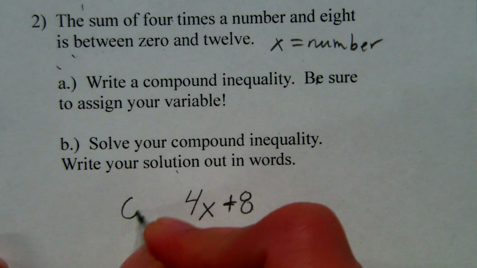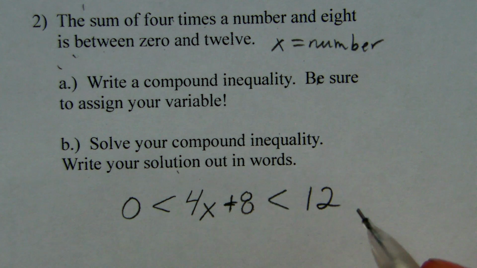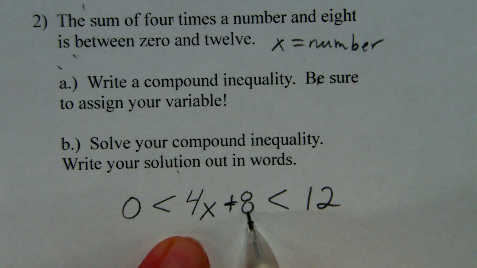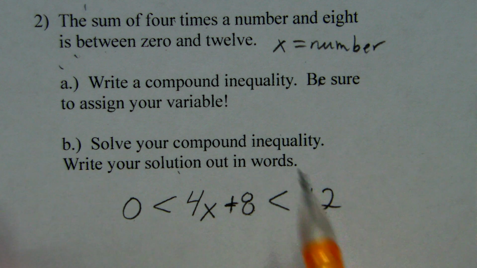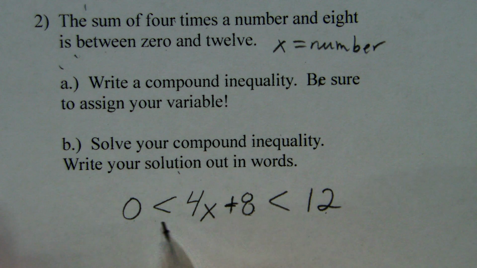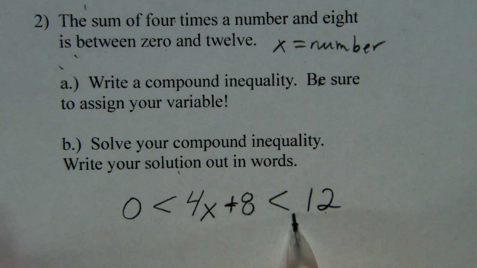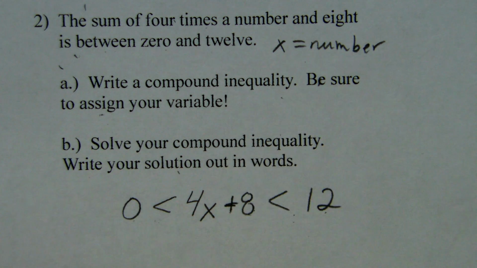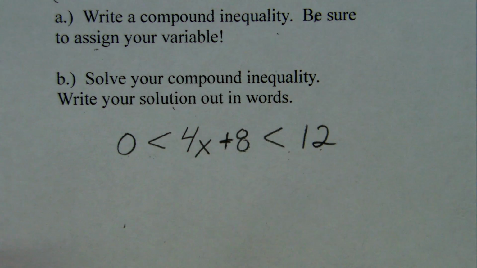So if you think about that, put 0 on this side, 12 on this side, and we'll use less than signs to relate to that. It's between 0 and 12. 0 is the smallest number, 4x plus 8 is the middle number, and then 12 is the largest number. And it does not say that it's inclusive, so we're not going to use equal signs there. If it had said inclusive, then I would have equal signs. If it said including 12, I would have an equal sign there, but it doesn't. Okay, so we assigned our variable like it says, and we wrote our compound inequality, so that's good. Then it says to solve your compound inequality and write your solution out in words.